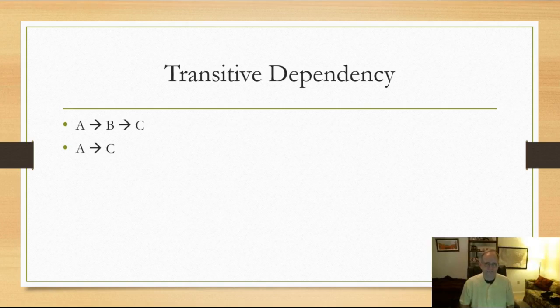Okay, transitive dependency says if A determines B and B determines C, then that means that A determines C as well. Now we'll get into what this means in normalization in some other tutorials, but we just want to refresh your memory that if A determines B and B determines C, then A also determines C.